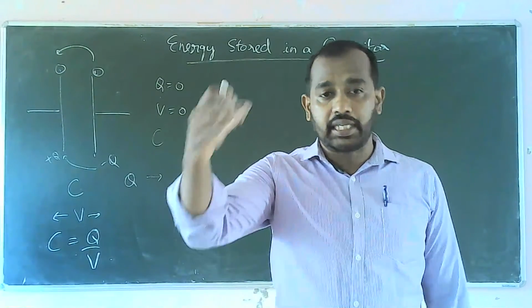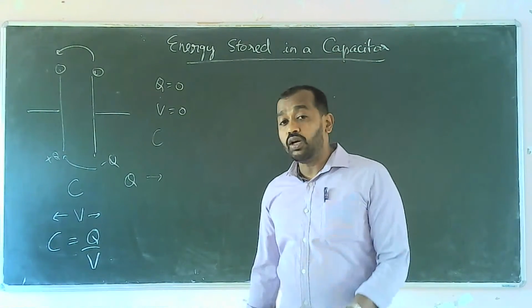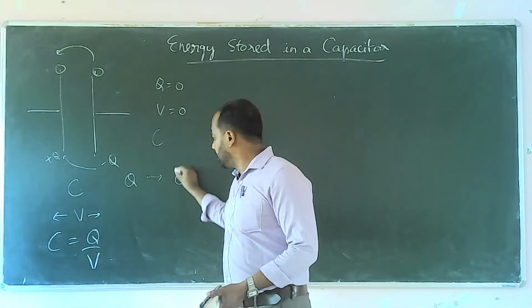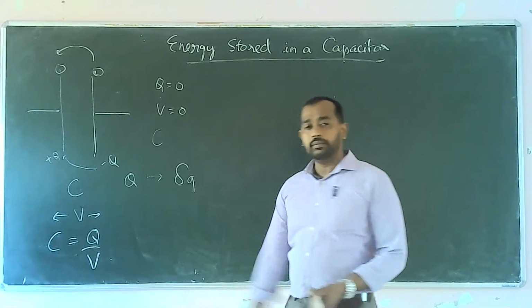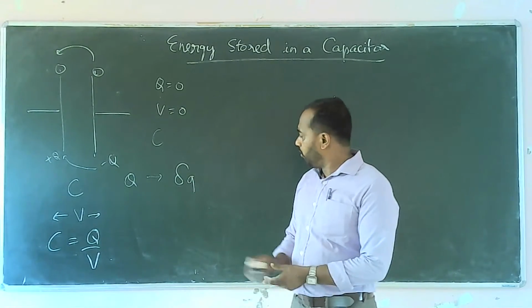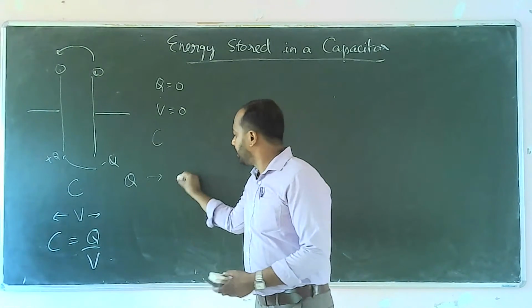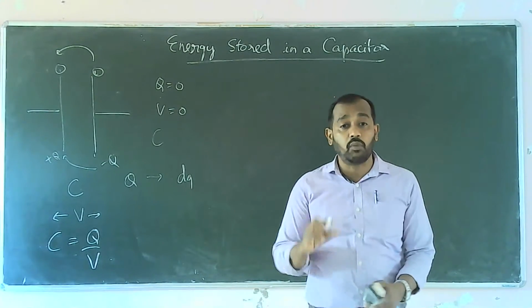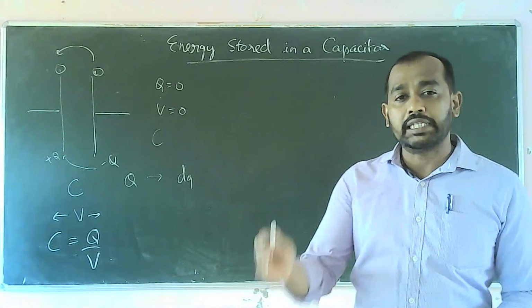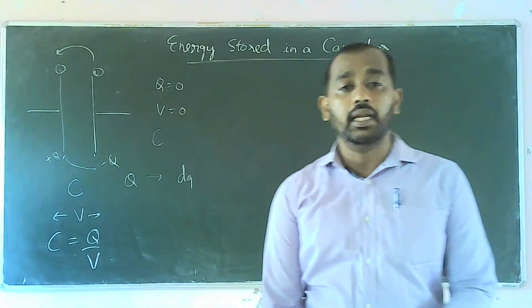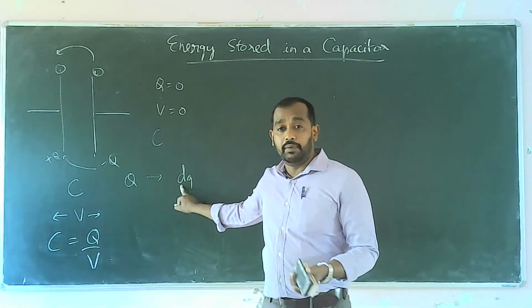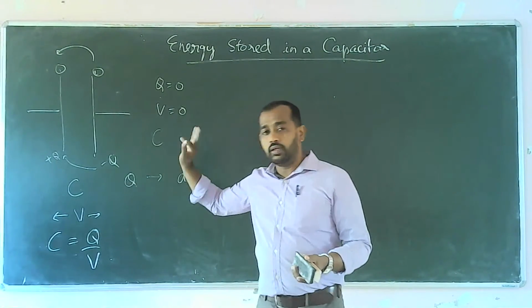And in each step, the amount of charge which is transferred, since it is very small, will be represented as either delta Q, or if that is confusing, then we can represent it as dq. So this is the small amount of charge which will be transferred continuously from one plate to the other plate until the total charge transferred is equal to capital Q.